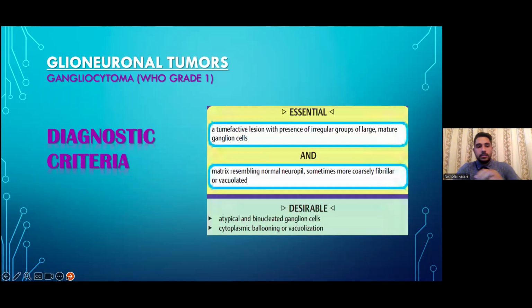So this is the diagnostic criteria for these types of tumor. What is essential is a tumor-forming lesion with the presence of an irregular group of large, mature ganglion cells and a matrix resembling normal neuropil, sometimes more microcystic, fibrillar or vacuolated. What is desirable for these types of tumors are atypical and binucleated ganglion cells, or cytoplasmic ballooning or vacuolization.